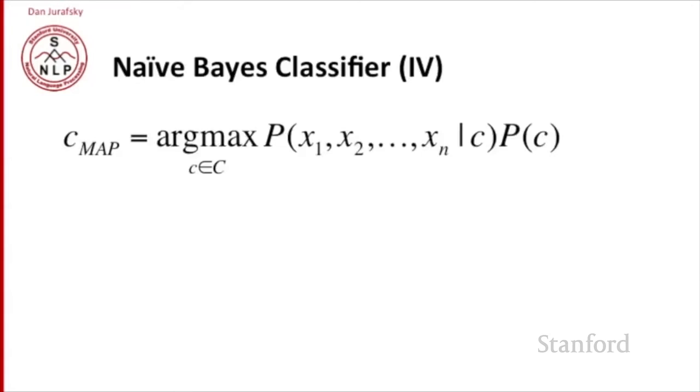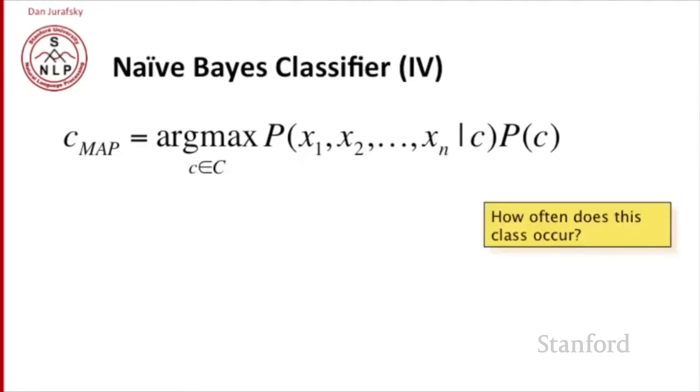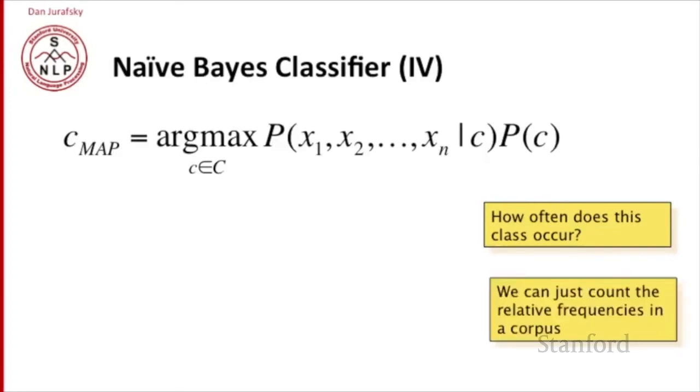How do I compute probability of a class? Well, really, that's just asking, how often does this class occur? Are positive reviews much more common than negative reviews? Is Madison a much more frequent author? So computing the probability of a class can be done just by counting relative frequencies in some corpus or data set. So the probability of a class is relatively easy to compute.